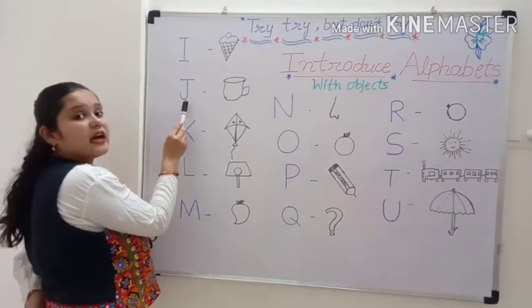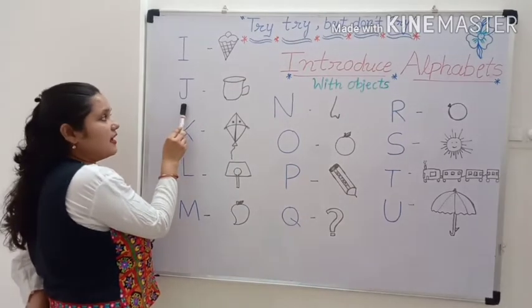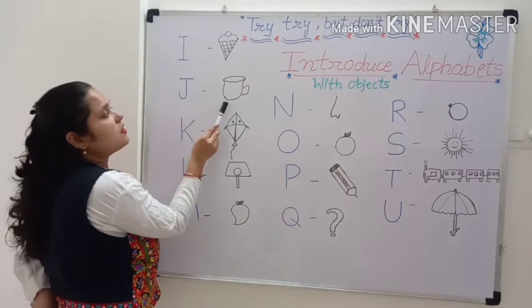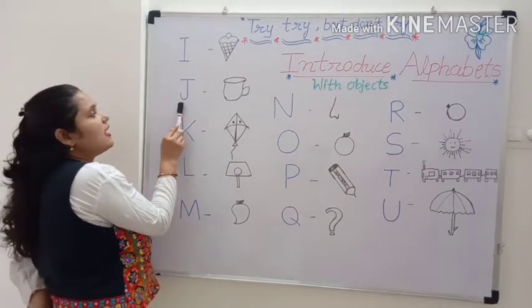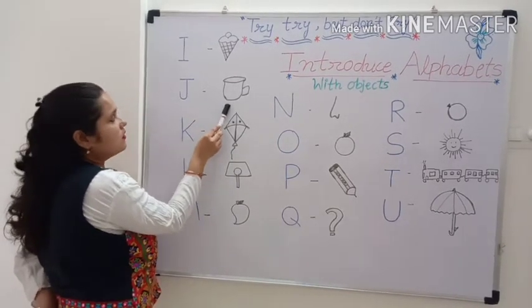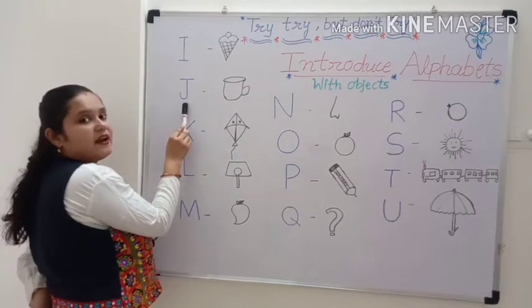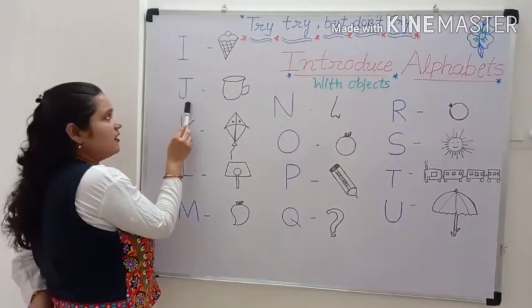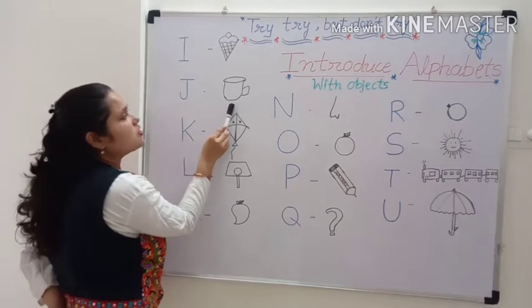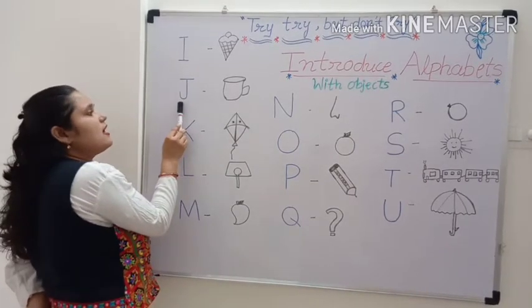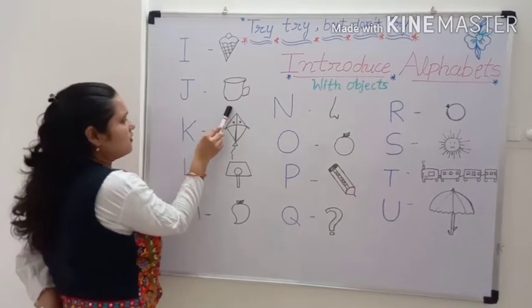This is capital letter J. J is for jug. This is capital letter J. J is for jug.